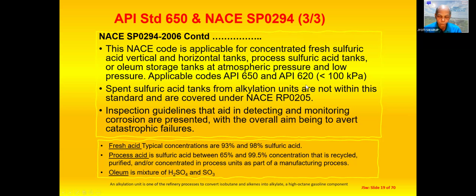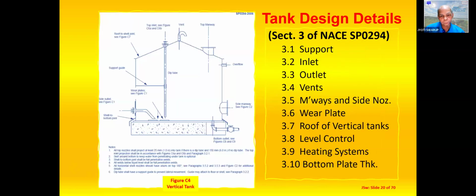I will be referring to many such niche codes today when we continue the discussion, which are useful in designing the tanks, especially the steel tanks. Inspection guidelines that aid in detecting and monitoring corrosion are presented with the overall aim of avoiding catastrophic failure. Now, I have given some definitions here: what is fresh acid, what is processed acid, what is oleum. Just for reference, if you want a note, you can request it.